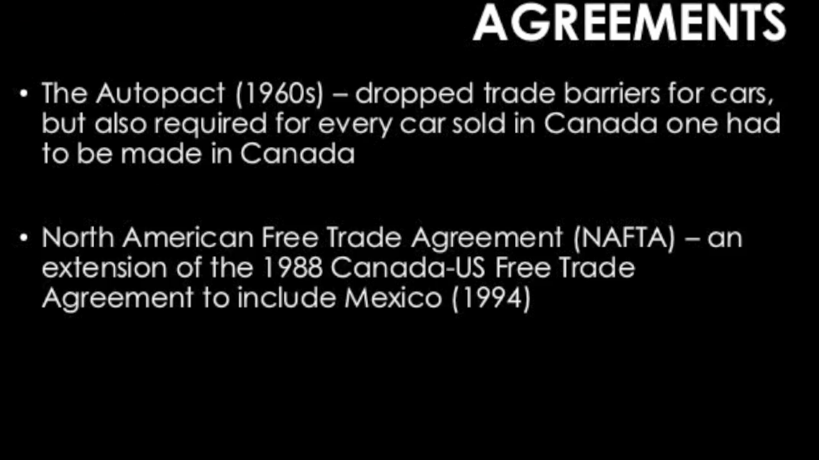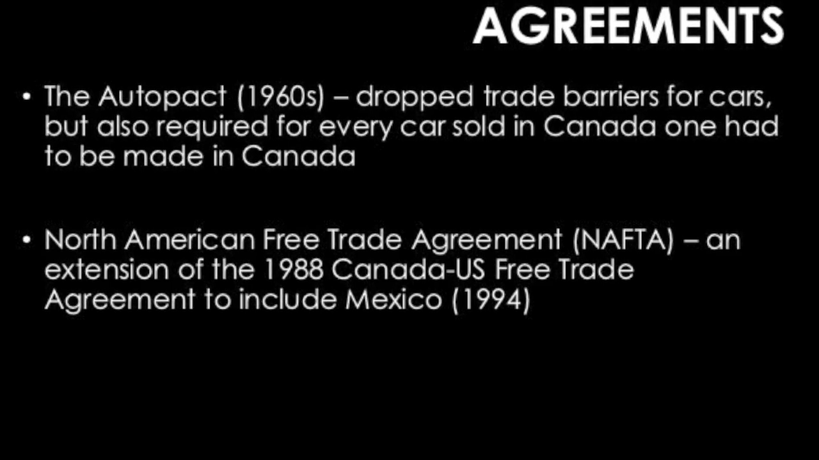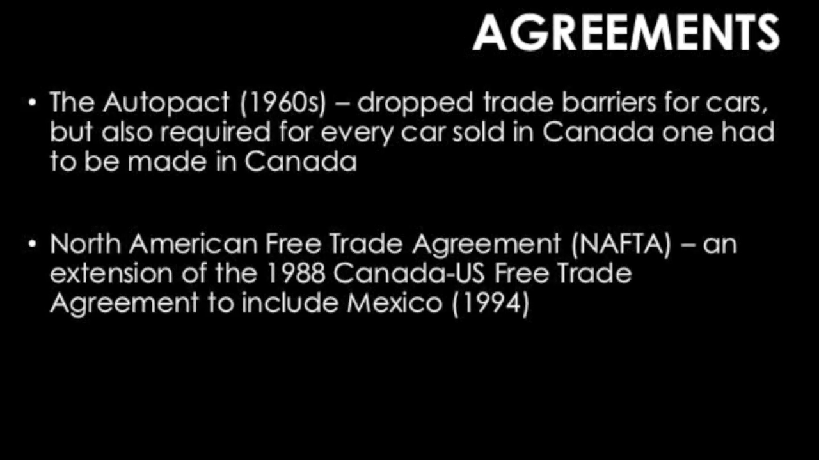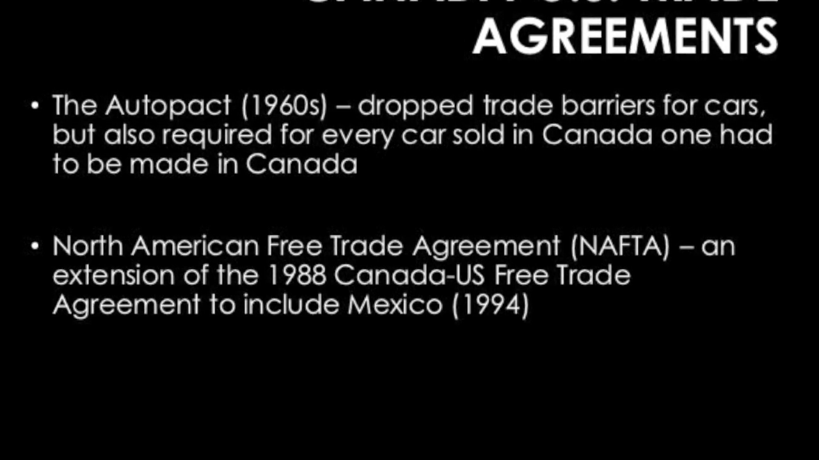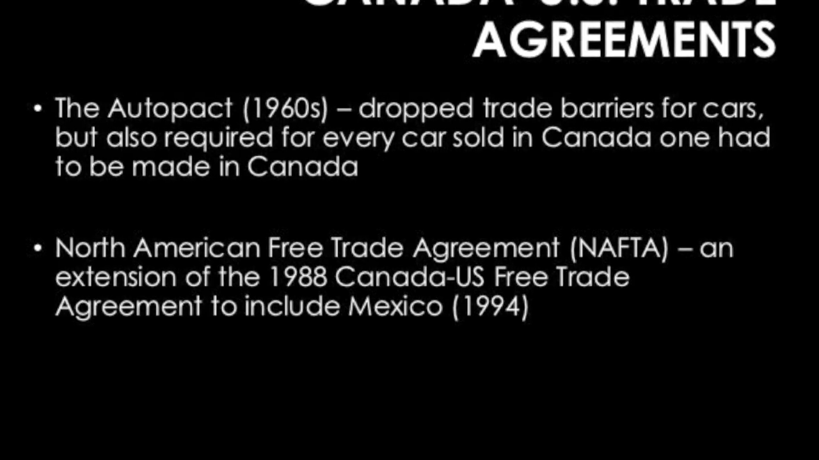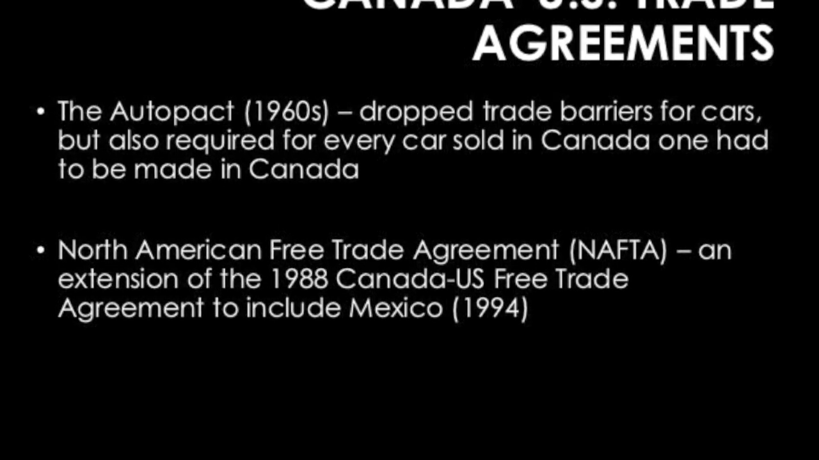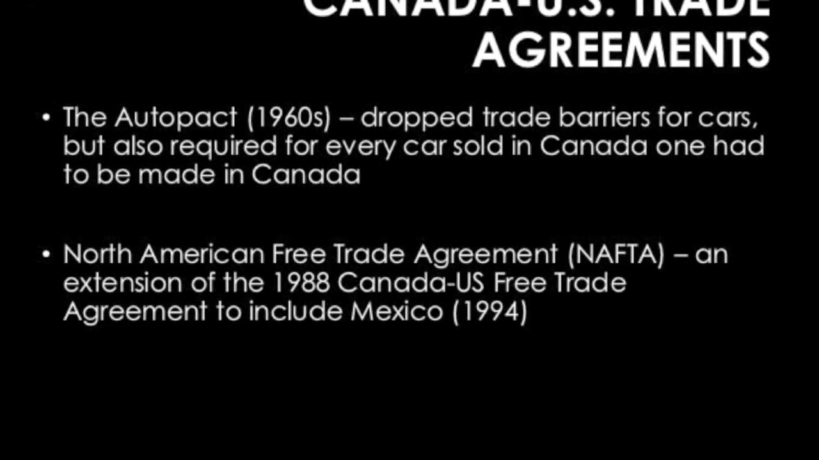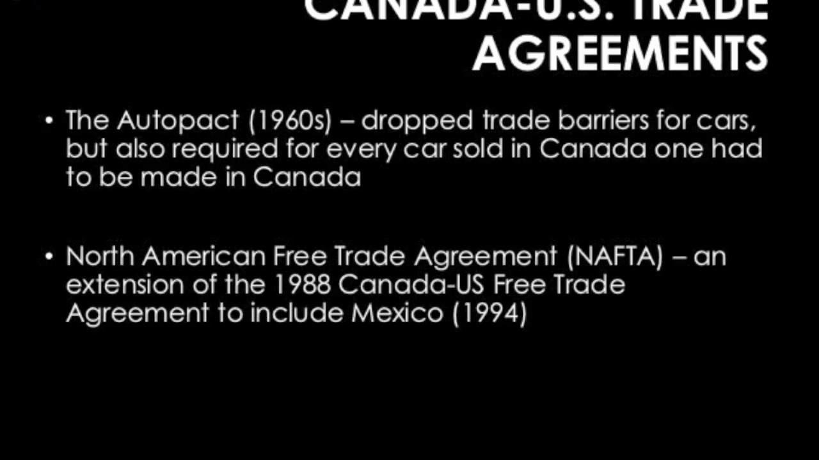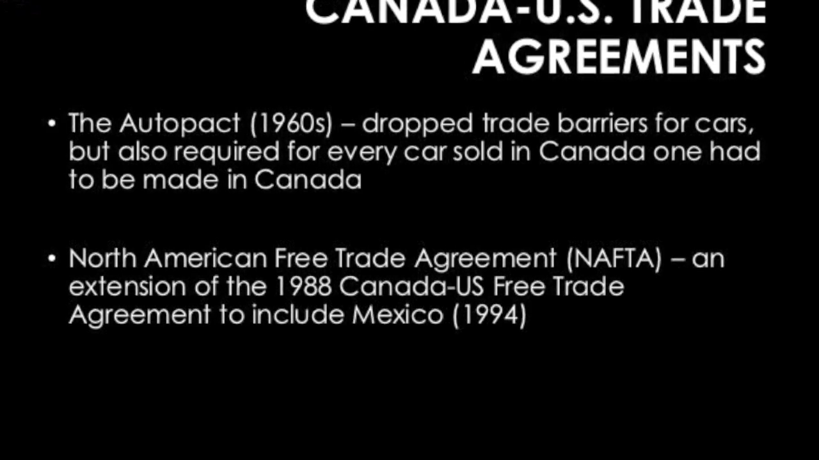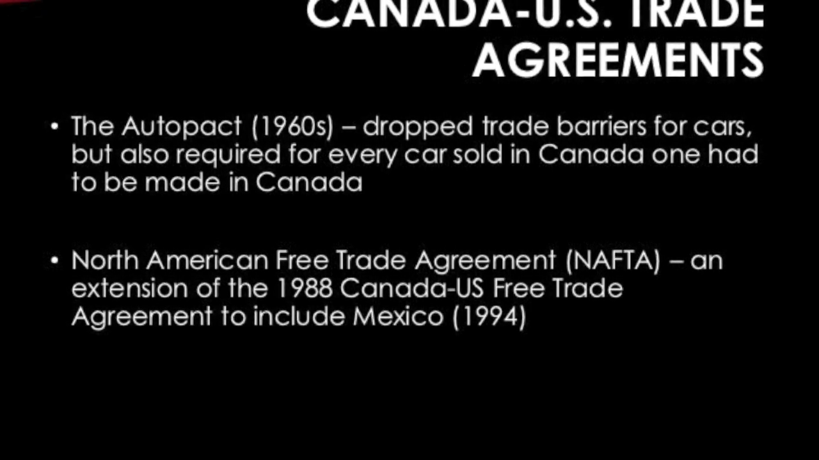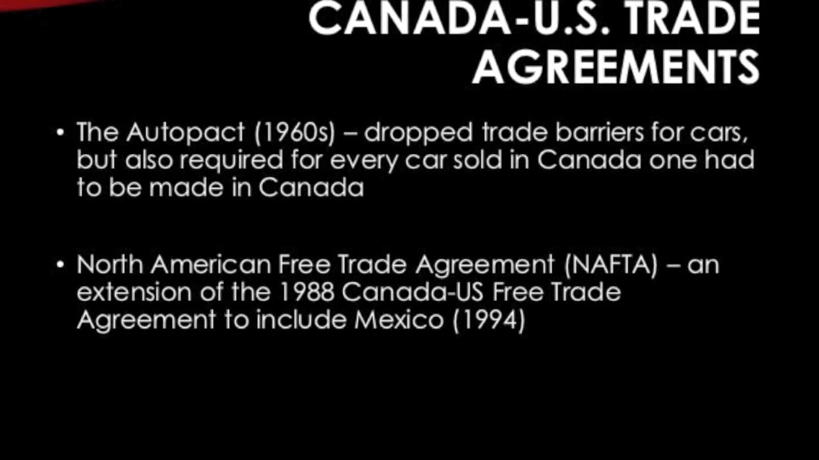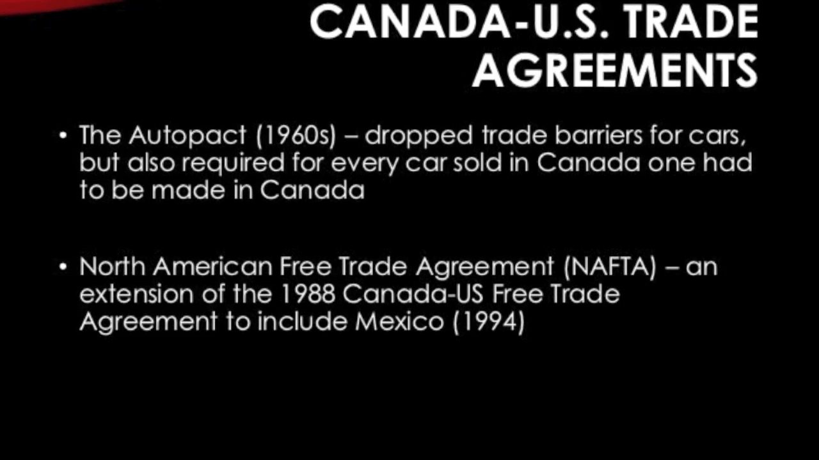So we're going to talk about Canadian and US trade agreements first, as the most trade that Canada does is with the United States. The Auto Pact in the 1960s dropped trade barriers for cars, but also required that for every car sold in Canada, one had to be made in Canada, so it was a one-for-one. Next, we'll talk a little bit about the North American Free Trade Agreement, or NAFTA. NAFTA was an extension of the 1988 Canada-US Free Trade Agreement that included Mexico. We'll talk a little bit more about that on the next slide.